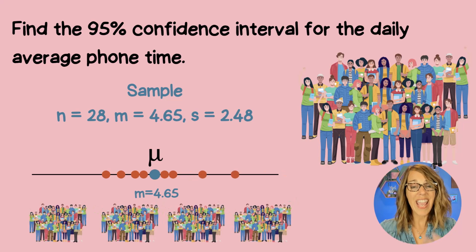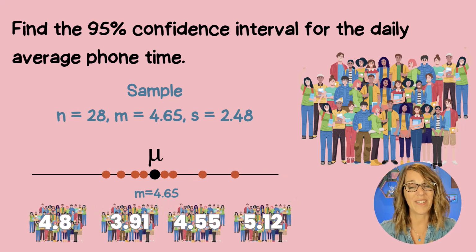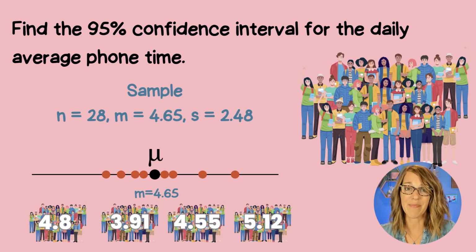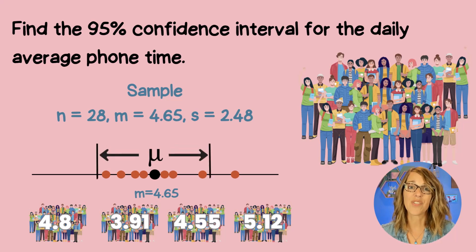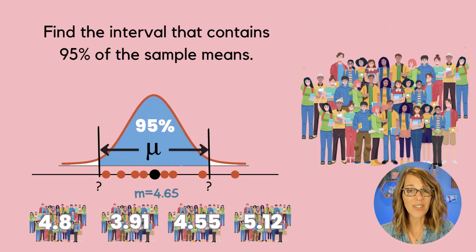Now, I could have surveyed any number of groups, and each of those groups would have had a different average screen time. So instead of just using this 4.65 as our point estimate, we're going to construct this interval. And we want this interval to contain 95% of those sample means. At the end of the video, I'll tell you what this 95% confidence interval actually means. But for now, let's continue with our example.